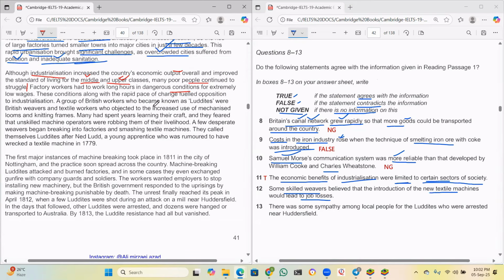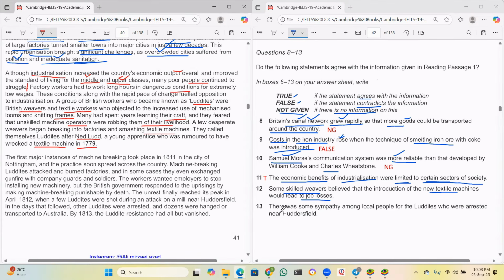A group of British workers who became known as Luddites were British weavers and textile workers who objected to the increased use of mechanized looms and knitting frames. Many had spent years learning their craft and they feared that unskilled machine operators were robbing them of their livelihood. A few desperate weavers began breaking into factories and smashing the textile machines. They called themselves Luddites after Ned Ludd, a young apprentice who was rumored to have wrecked a textile machine in 1779. Yes, that is the thing.